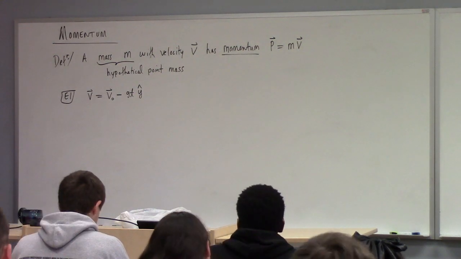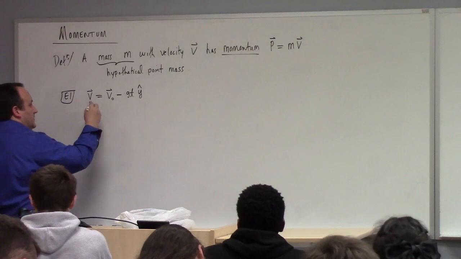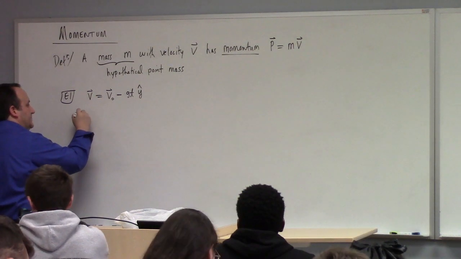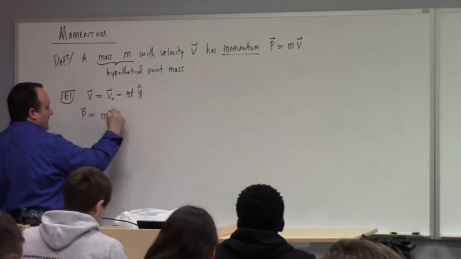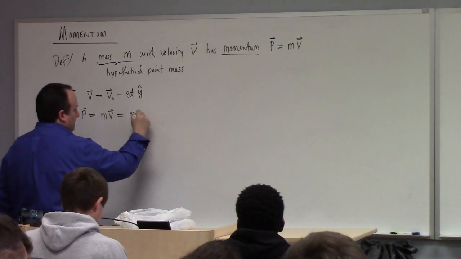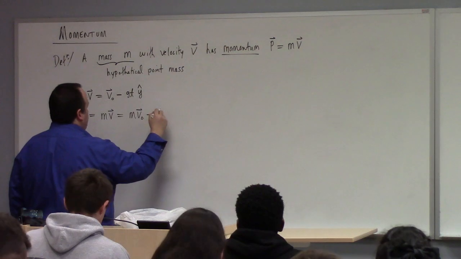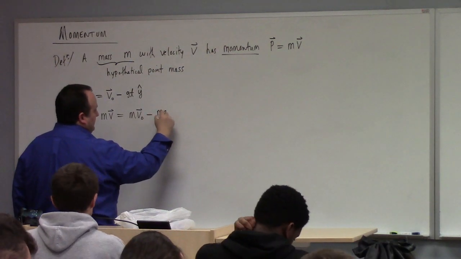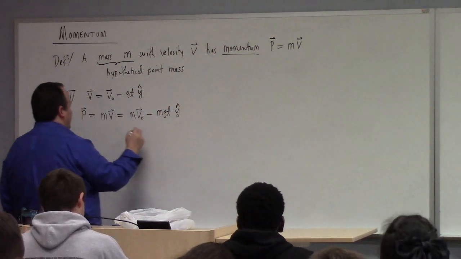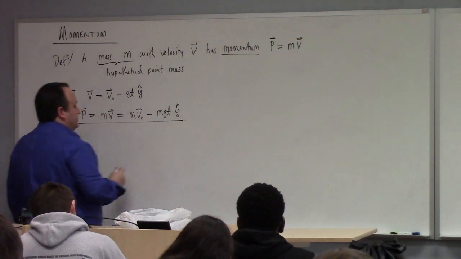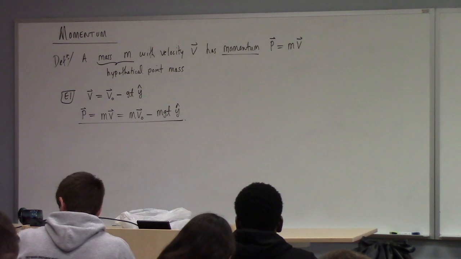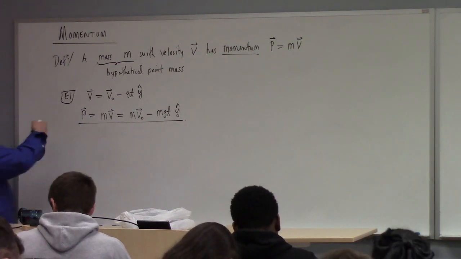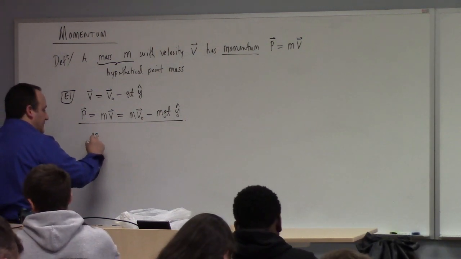What's the momentum? Well, if it has mass m, then we can calculate the momentum would be mv, right? Would be mv naught minus mgt y hat. There you go. That would be the momentum. So momentum could be a function of time, right? Now, what happens if we differentiate this? What's dp dt here?